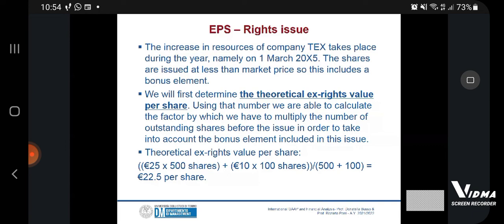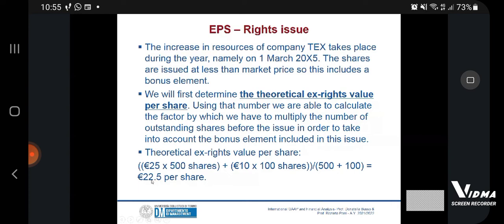Good. Now, this total value is applied to the new number of shares after issuing the rights. That means that this total value relates to 600 new shares. That is the number of shares after the rights issue. Now you see that the new theoretical ex price for shares is 22.5.